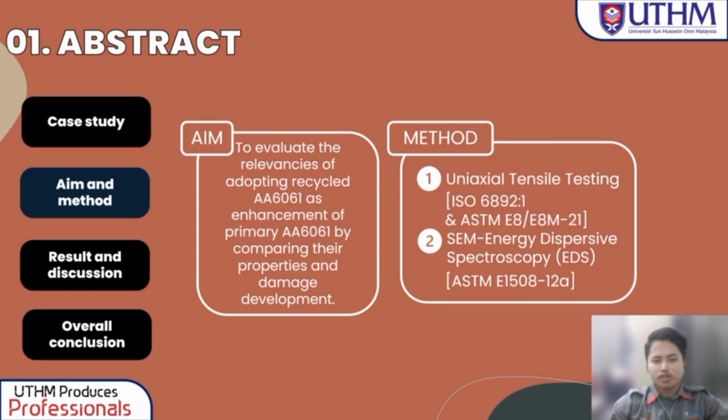So the aim of our project is to evaluate the relevancy of adopting recycled AA6061 as an enhancement of primary AA6061 by comparing their damage and properties in terms of the development of the damage. The method is first uniaxial tensile testing, which follows ISO 6892-1 and ASTM E8/E8M. The second one is EDS, which is energy dispersive spectroscopy, which follows ASTM E1508-12a.